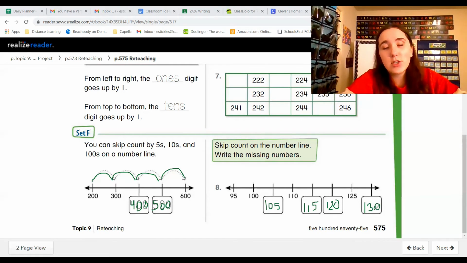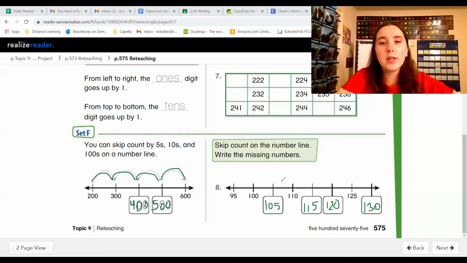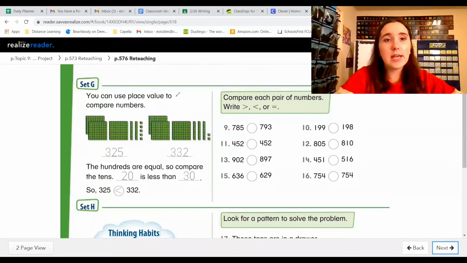Now remember, ladies and gents, if you ever see a pattern on a number line where the ones are going 5, 0, 5, 0, 5, 0, 5, 0, that means you're probably counting by 5s. So that's a great hint. Let's turn that page and do our last page together. Okay, on the left here in set G, it says you can use place value to compare numbers. So we have 2 numbers here.